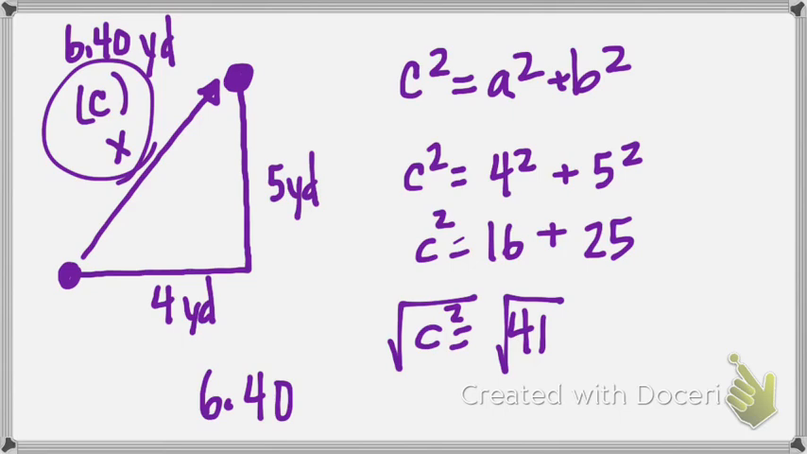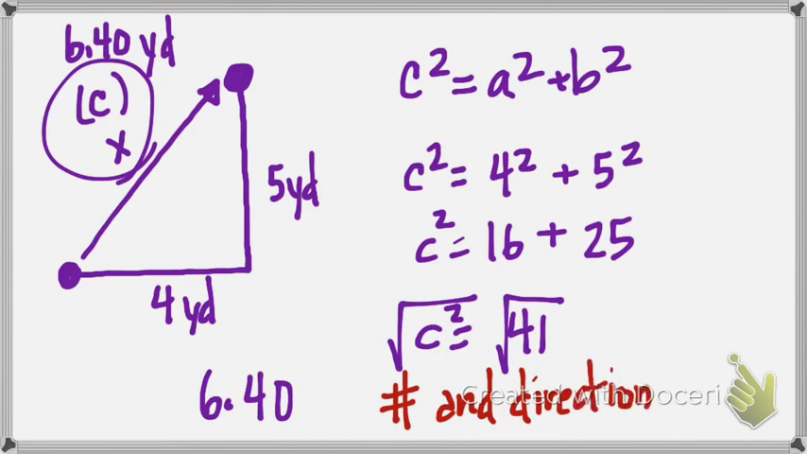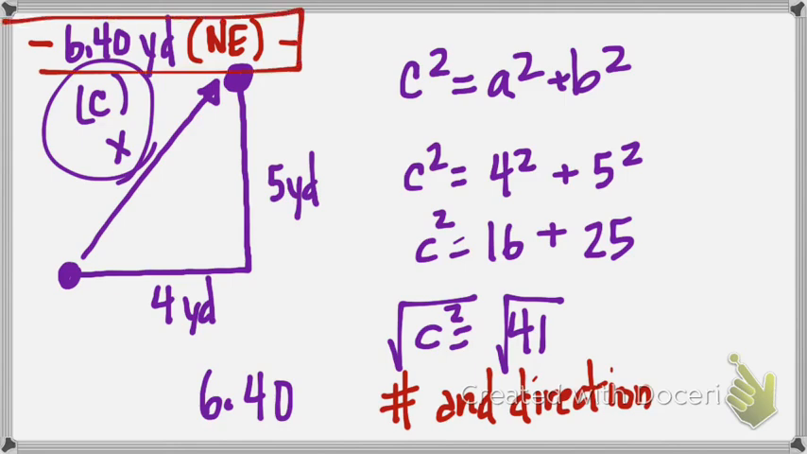Now, it's important to understand that for displacement, it has to have a number and a direction. So it's going to be 6.4 yards, and the direction is northeast. So that would be your general displacement.